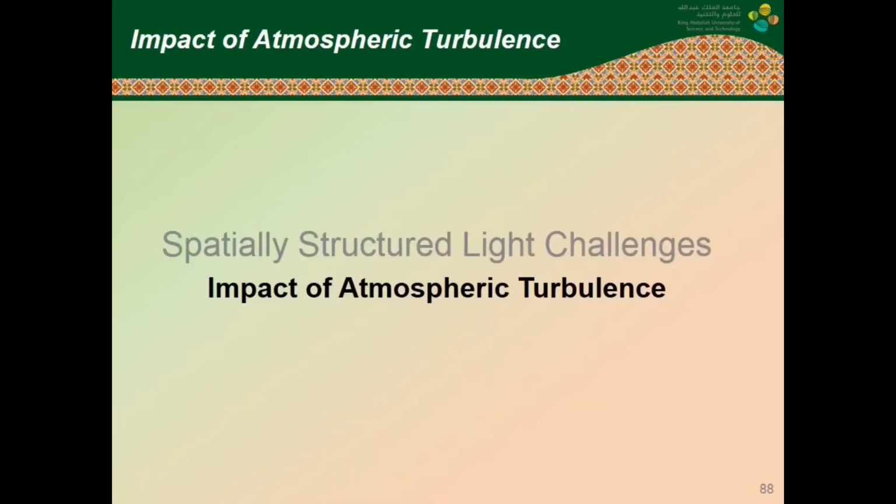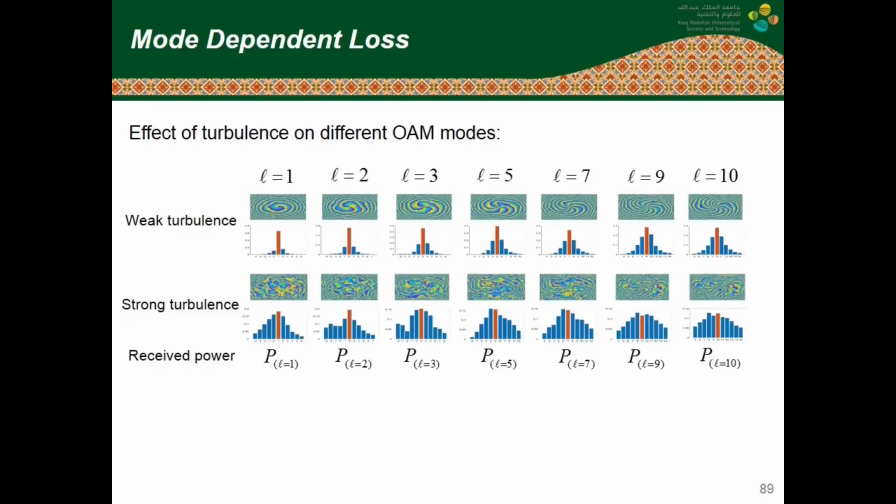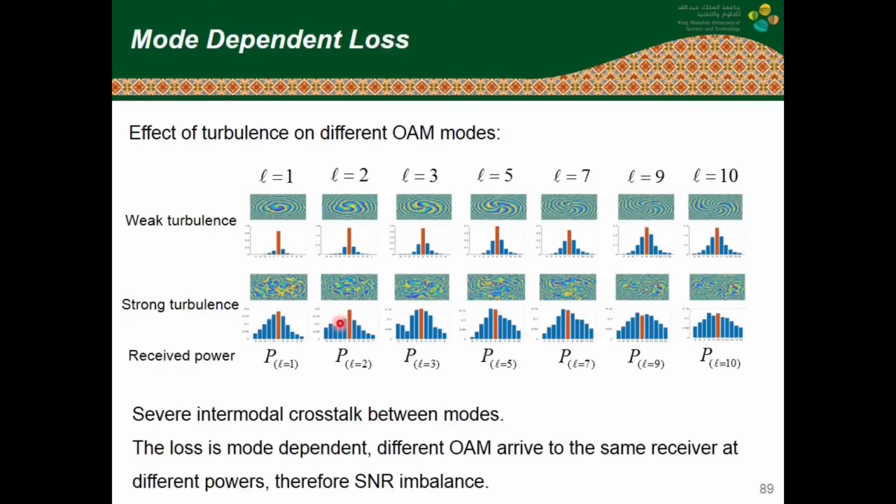Structured light FSO, or FSO based on OAM, is also subject to random propagation effects due to atmospheric effects. While propagating through a turbulent atmosphere, OAM beams tend to exchange energy between each other, and this phenomenon is known as intermodal crosstalk. The amount of loss per mode depends on the OAM order, and each OAM has its own mode-dependent loss. For an experiment involving different OAM charges, we will have different received powers and therefore SNR imbalance.